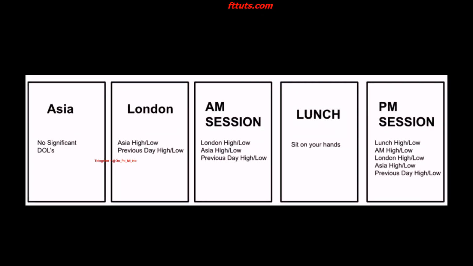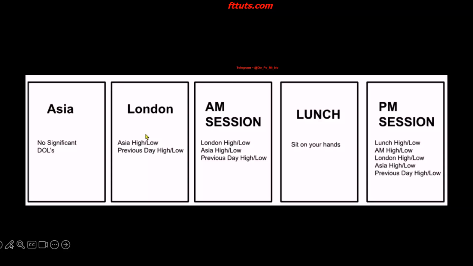Here we can see the schematic more in depth with more details. As you can see, during the Asia session, there are no significant draws on liquidities that we can target. This doesn't mean that we can't trade Asia. It does mean, however, that Asia has very minor price runs usually. So when we know that, we need to be very nimble if we ever decide to trade Asia.